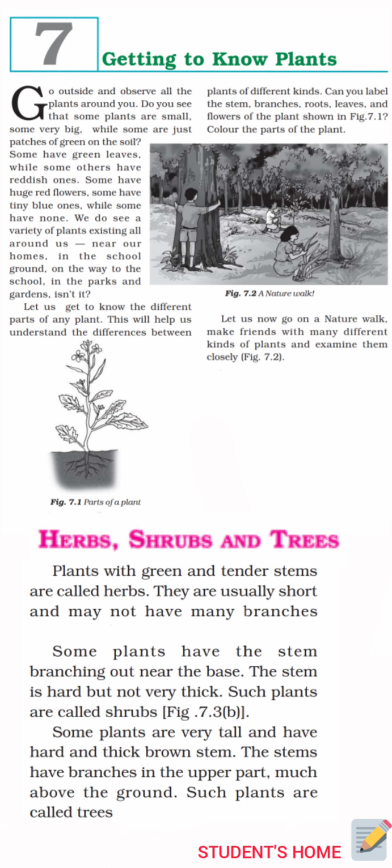Now next, some plants have the stem branching out near the base. The stem is hard but not very thick. Such plants are called shrubs. For example, tulsi plant. Next, some plants are very tall and have hard and thick brown stem. The stems have branches in the upper part, much above the ground. Such plants are called trees. For example, mango tree, lychee tree.